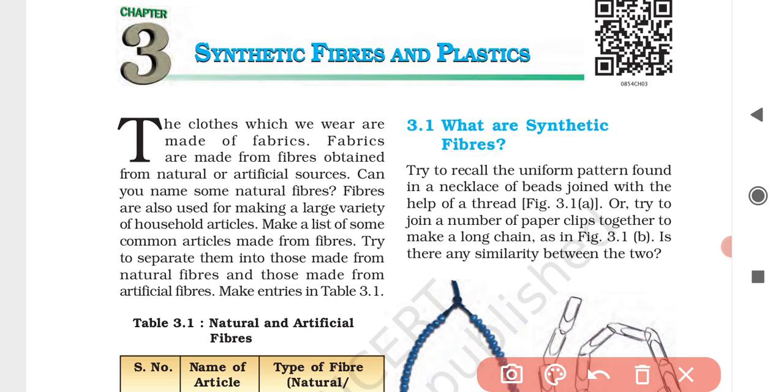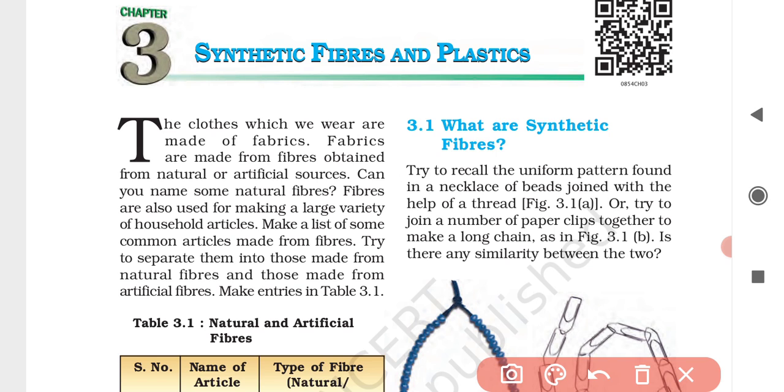So let's see the book. What is written in the book? The clothes which we wear are made up of fabrics, and fabrics are made from fibers which are obtained from natural or artificial sources. Can you name some natural fibers? Yes, we can name some natural fibers like cotton, jute, wool, silk. All these are natural fibers.